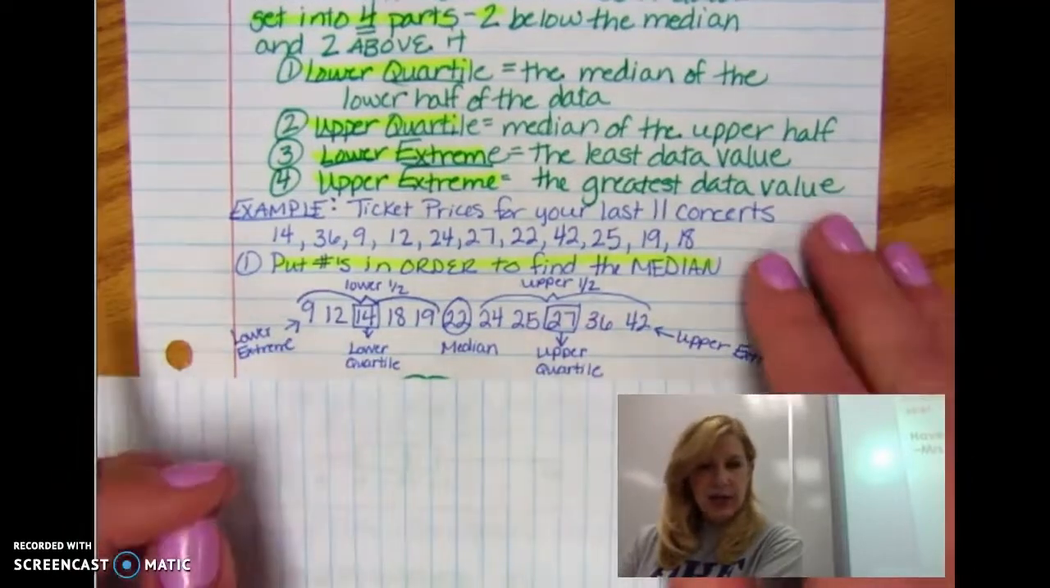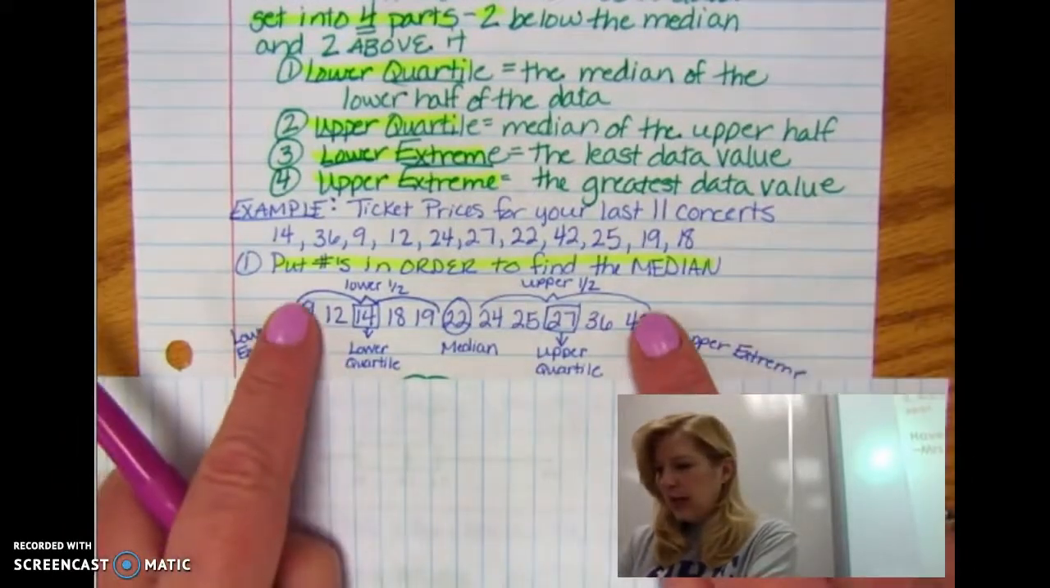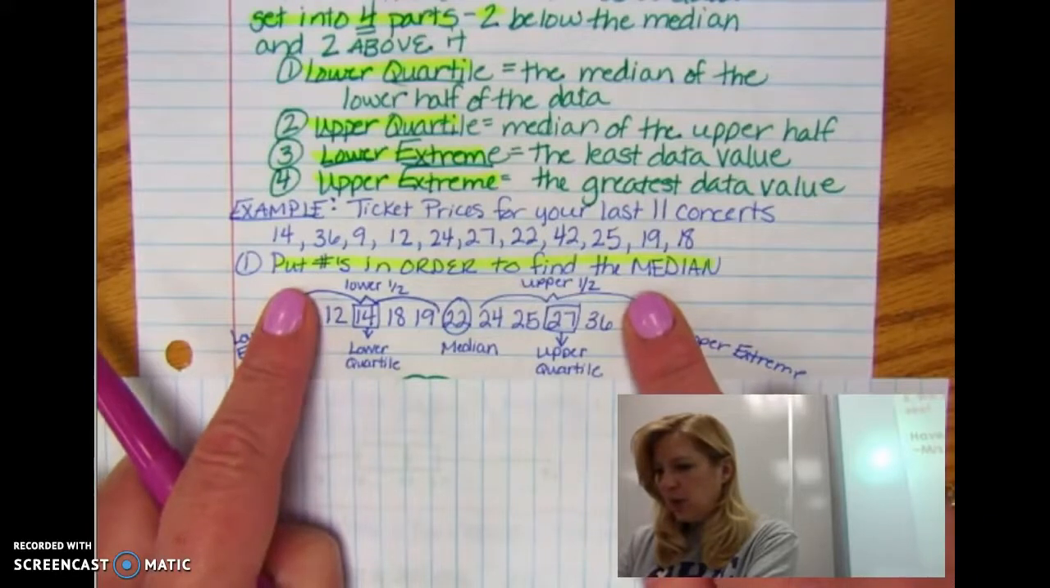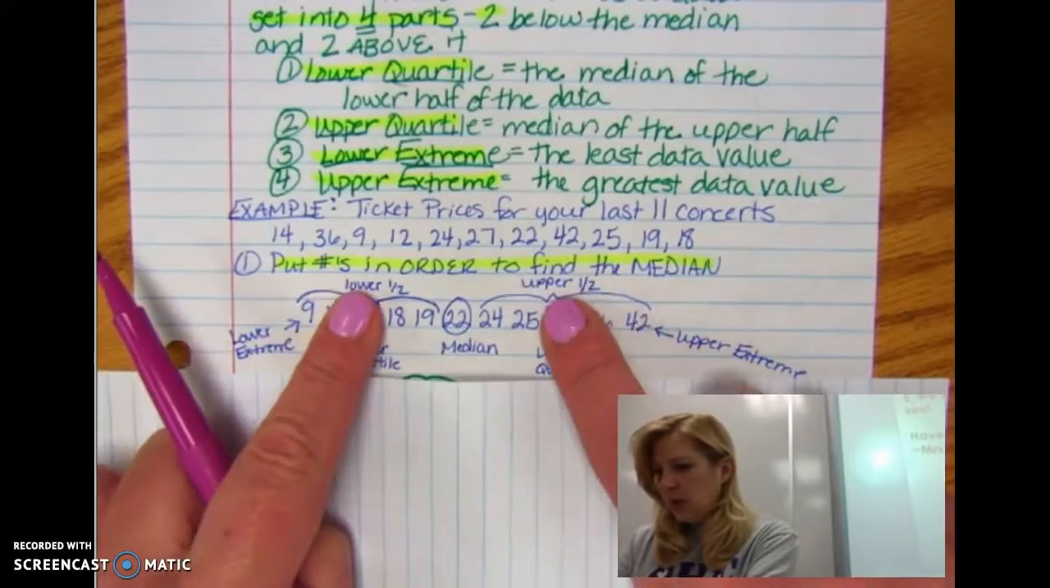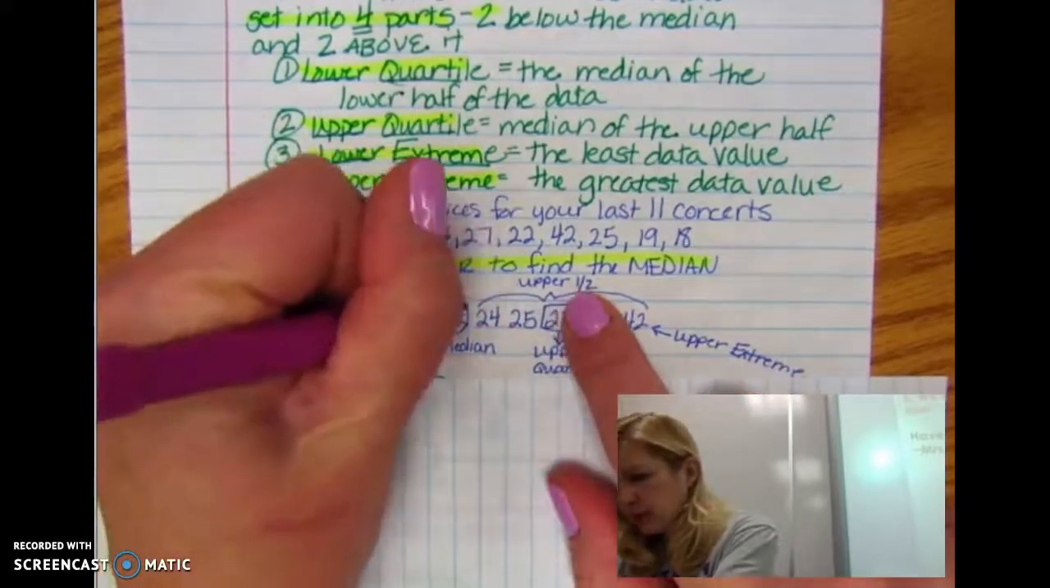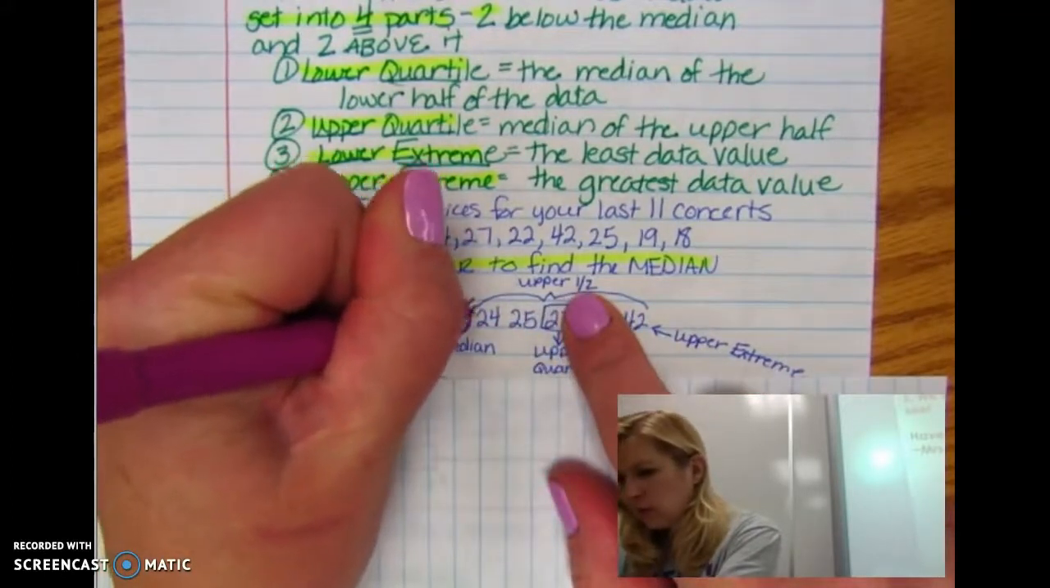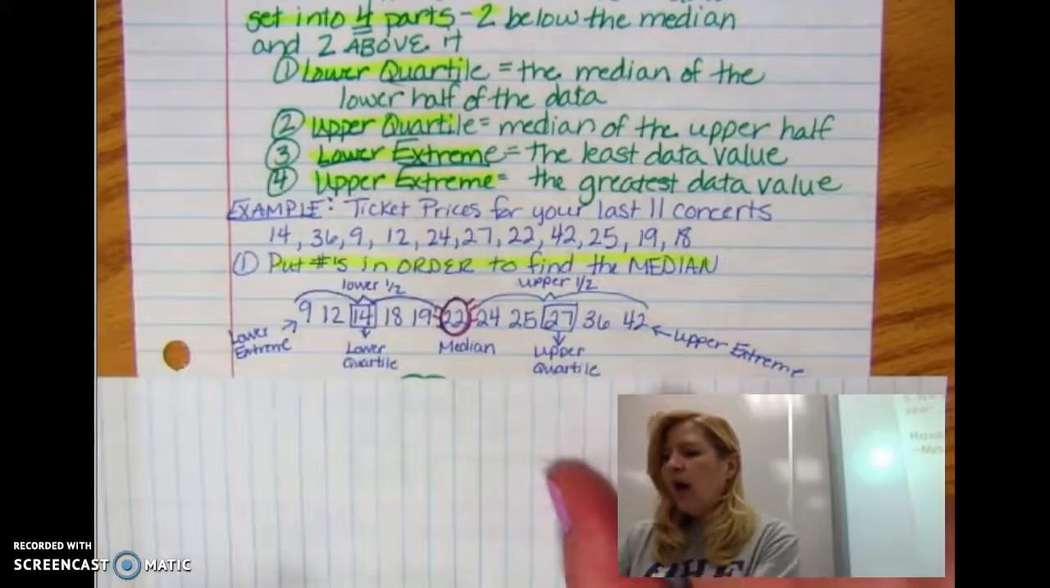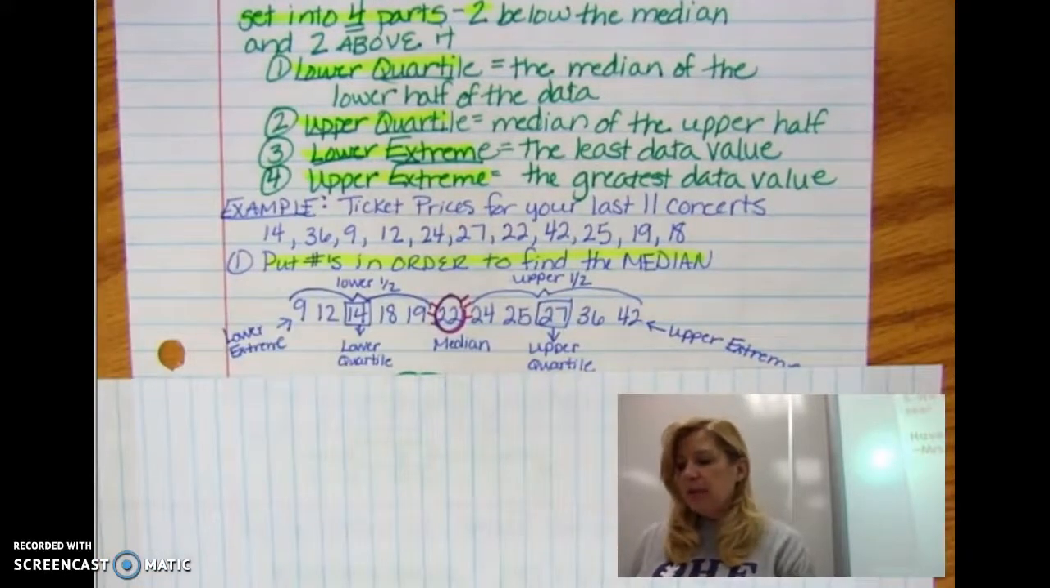Okay, don't do any circling yet because I want to show you what I did to find the median. I went boom, boom, boom, boom, boom. Oh, there's my middle number. There's my happy little median right there. I'm going to draw whiskers on it because I can. All right, so there's my median.